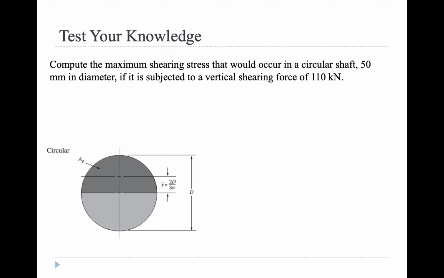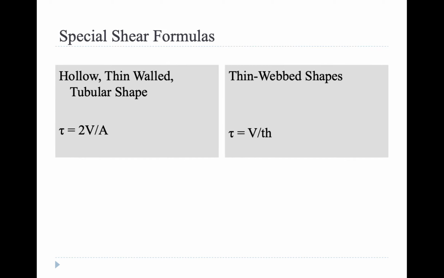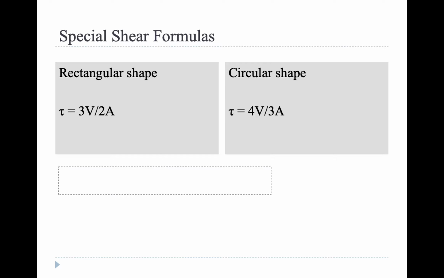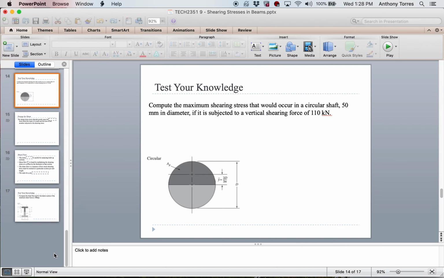So let's see if this works. Here's an example of a circular section. I want to know what the maximum shear stress is that would occur in this shaft. It's 50 millimeters in diameter, which is approximately 2 inches, and it has a vertical shearing force of 110 kilonewtons. Well, it's circular, so we use this equation on the right, 4 times V divided by 3A.